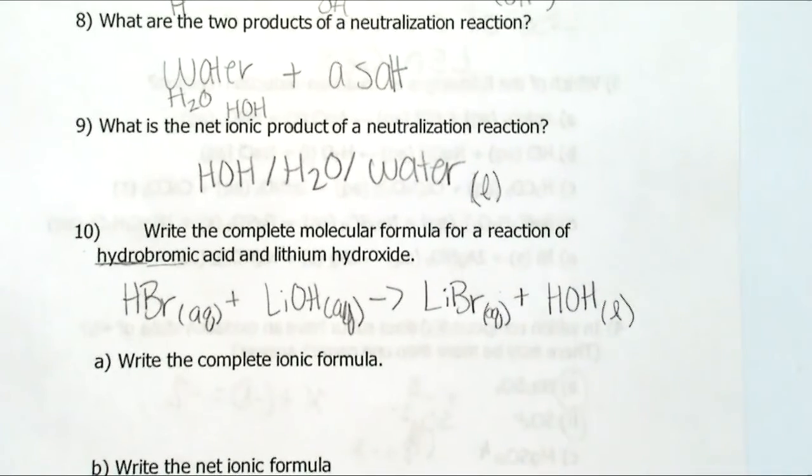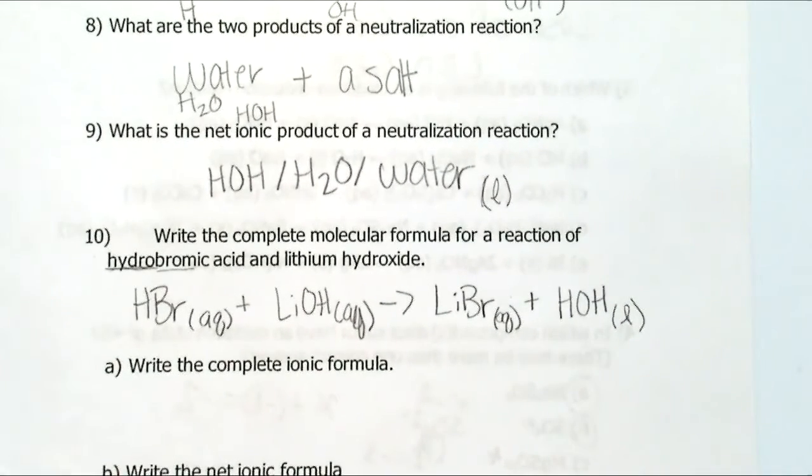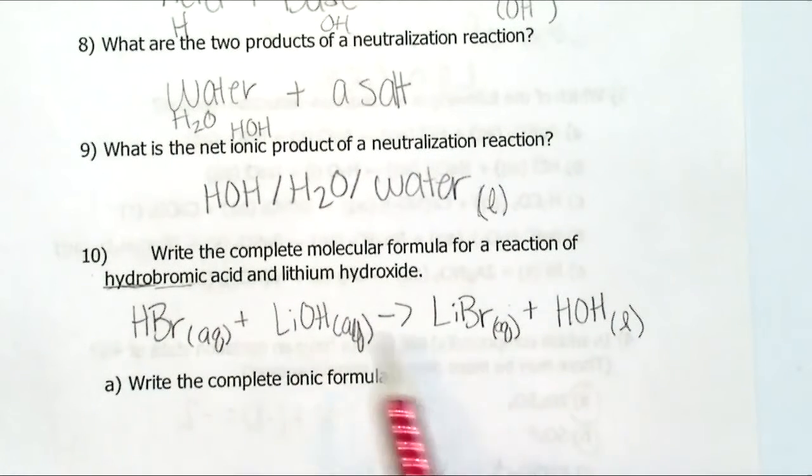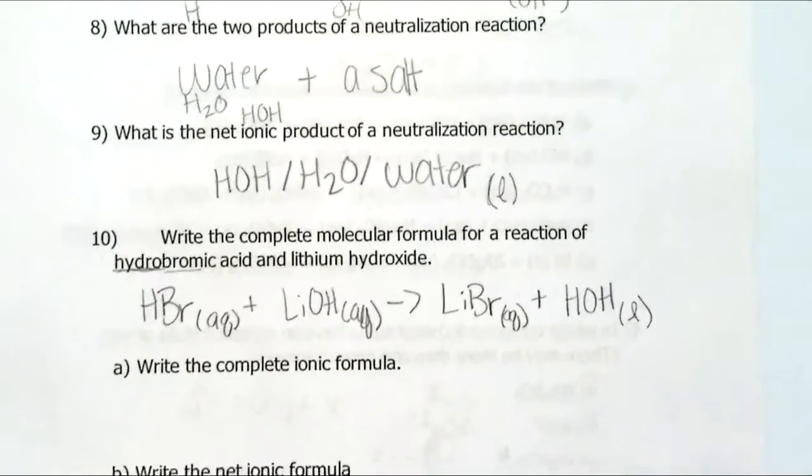So after you write out a formula reaction, the next thing you want to do is make sure that it's balanced. And here we have 1 bromine, 1 lithium, 1 hydrogen, 1 hydroxide, right?